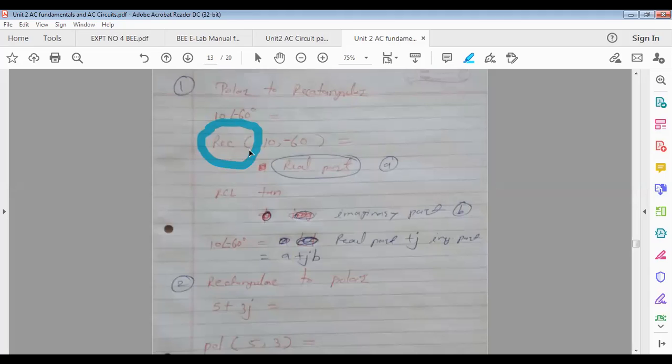Yes, ma'am. Okay, then REC of what? Enter the next part. 10, the magnitude, as it is, then comma. Where is the comma? Above the Del button there is a smaller button, and on it the comma is there. Press it. The angle is negative, so enter with sign, minus 60. Then complete the bracket. Beside the comma, there are two buttons, opening bracket and closing bracket. Press the closing bracket button and then press equal to.